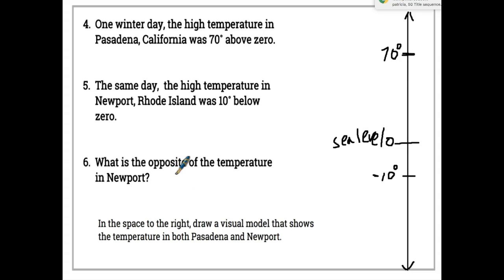And now 6 asks, what is the opposite of the temperature in Newport? Well, Newport is -10. I know that if I'm looking for an opposite number, the number is going to be the same. The sign is going to be different. So I'm going to go -10. I'm going to count up 10. That takes me to 0. Now I need to count up 10 more, and that gives me the opposite. So the opposite of -10 degrees is 10 degrees.